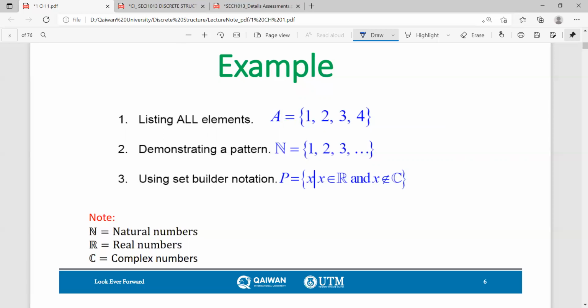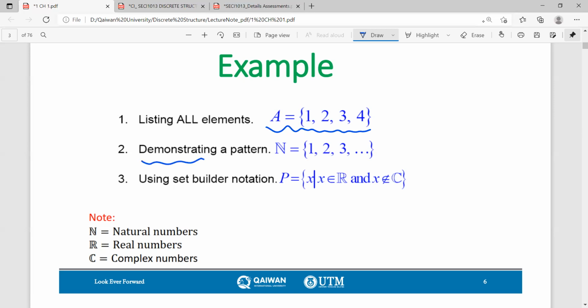Here you have another example. It says listing all elements. A equals 1, 2, 3, and 4. We have some types of representation of sets. If the set is finite, it could be represented by all its elements. As you see here, in A we have only 4 elements, and it could be represented by all elements. As you see, A is 1, 2, 3, and 4.